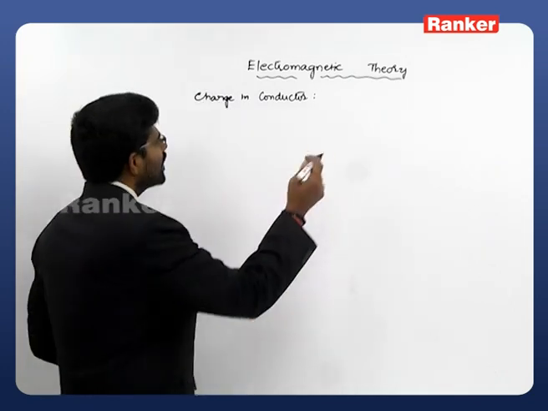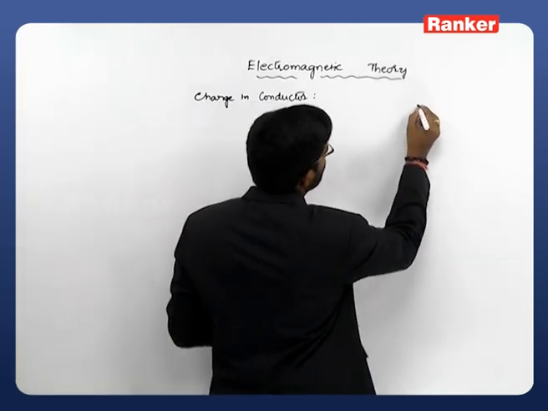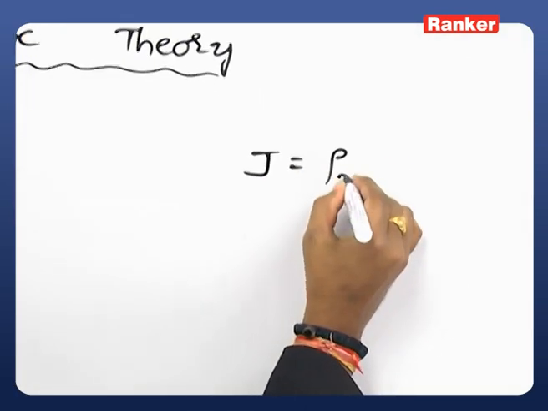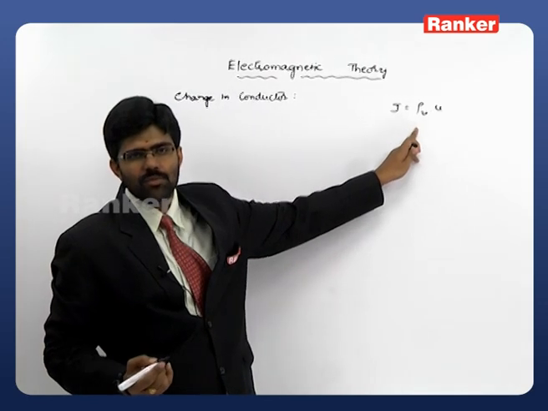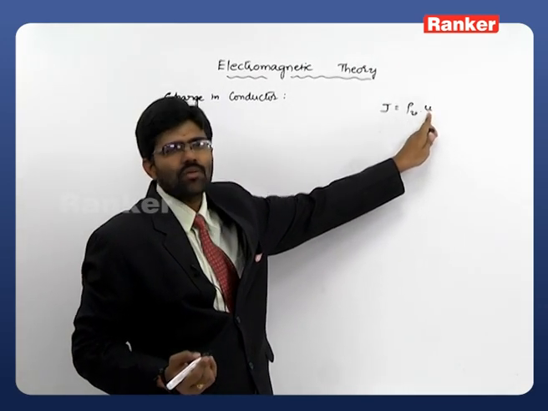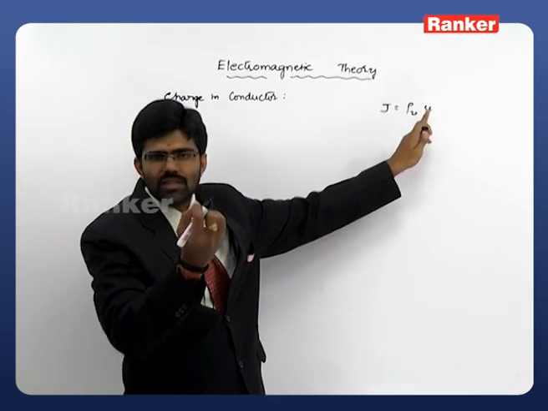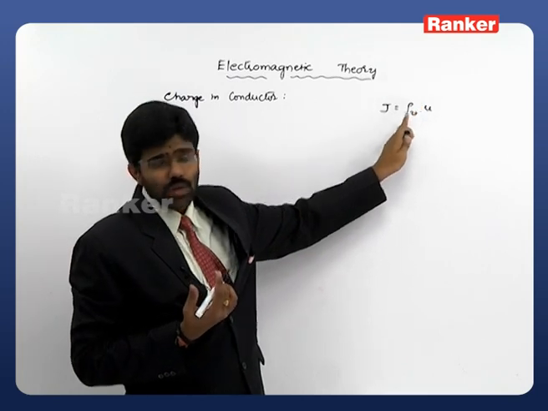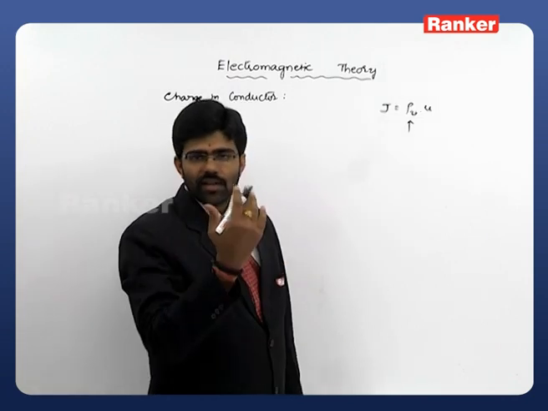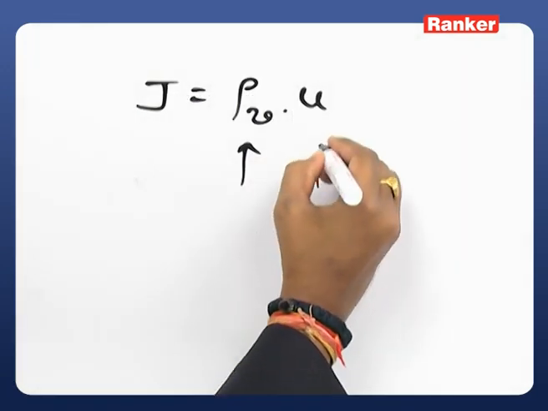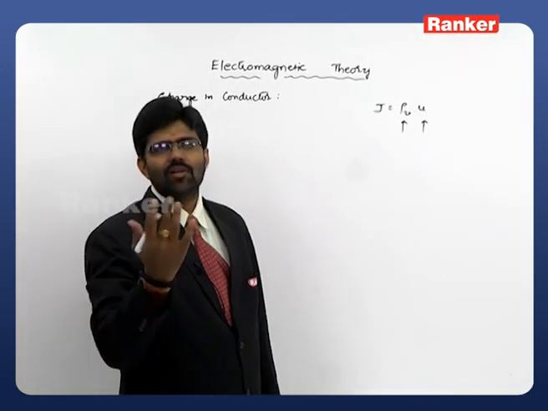Once again, recollect the equation for our convection current density: J equals rho v into u, where rho v is the volume charge density observed in the dielectric, and u is the velocity of our charge moving in the dielectric. Now what we have to do is replace this rho v with the one meant for our conductor, and replace this u with the drift velocity meant for our conductor.